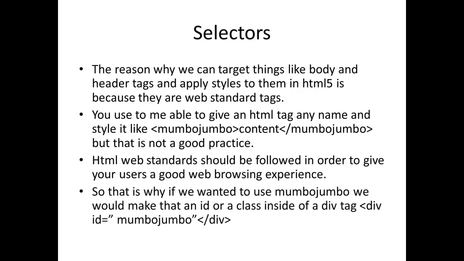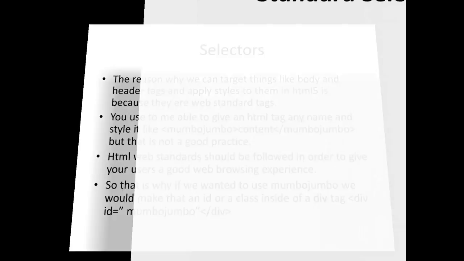So that is why, if we wanted to use mumbo jumbo, we would make that an ID instead of a tag. We wouldn't just make the tag mumbo jumbo. We would give it an ID of mumbo jumbo and then apply the styles like that. Okay? So we could give any ID that we want.